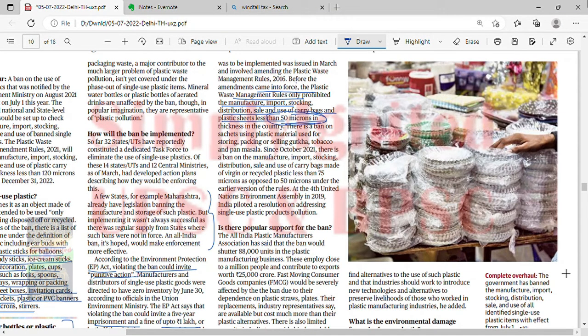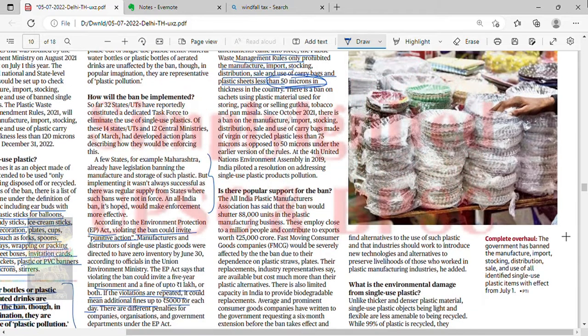There is a ban on sachets using plastic material used for storing, packing or selling gutka, tobacco and all those things. There is a ban on manufacture, import, stocking, distribution, sale and use of carry bags made of virgin or recycled plastic less than 75 micron, as opposed to 50 micron under the earlier version of the rule.